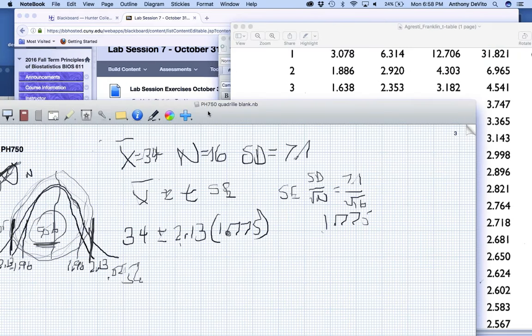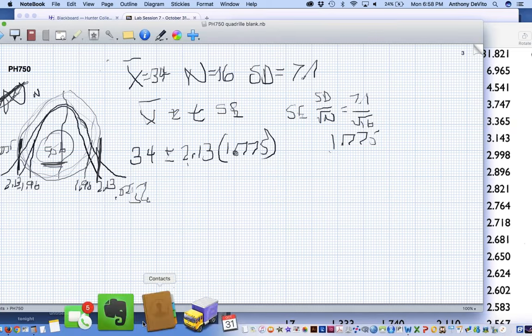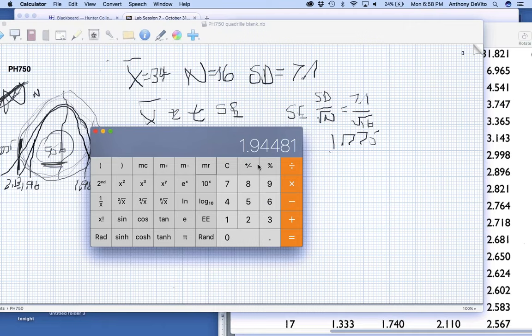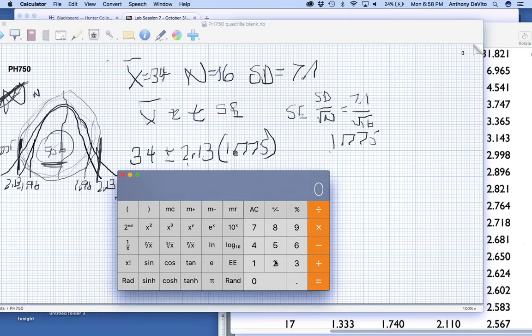Okay, so let's take a look at how this works out. So our 95% confidence interval here is going to be equal to, I'm going to pull up my calculator so we do it. Okay, first, I'm going to work out my margin of error. 2.13 times 1.775 equals this. And I'm going to clear out my memory first. Put that value into my memory. Clear. Okay, so 34 minus our margin of error.